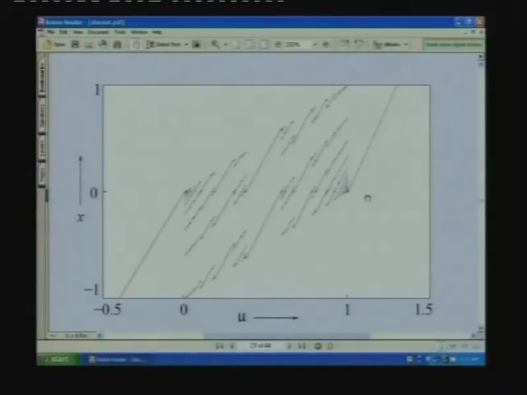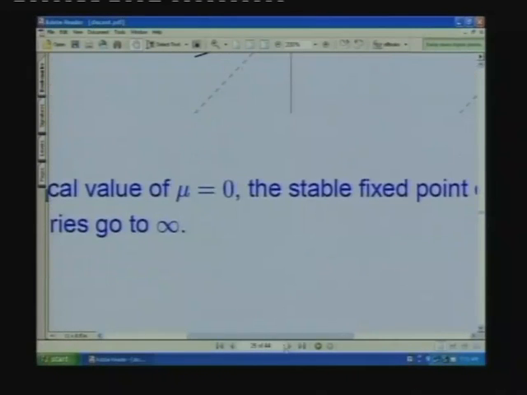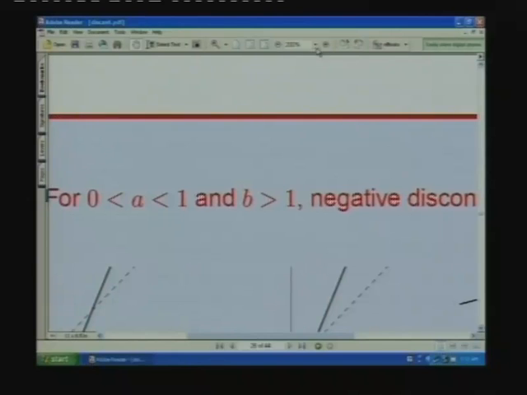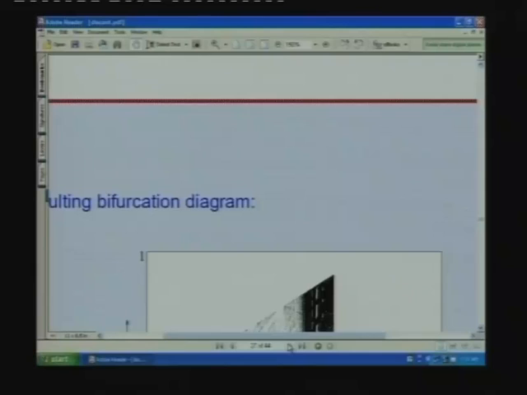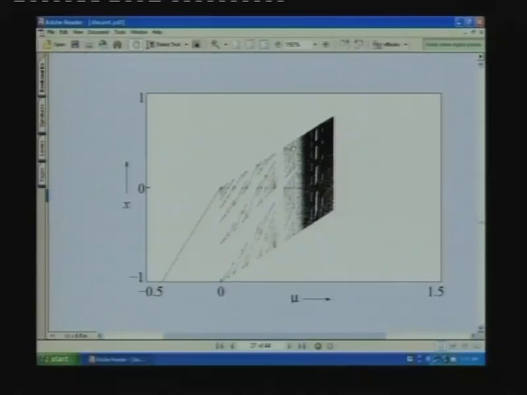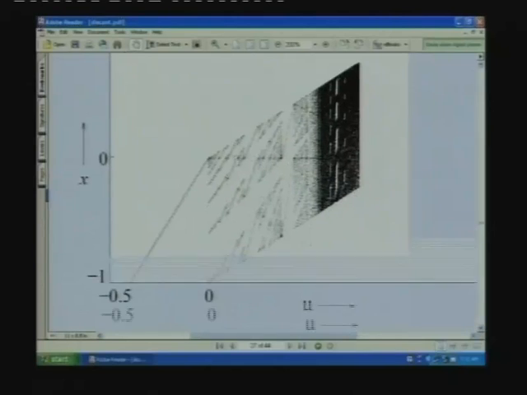So, I will not go to each and every condition individually. Again, I will just try to give you the flavor of things. I will make it a little smaller. Here is another bifurcation diagram, take a look at it.